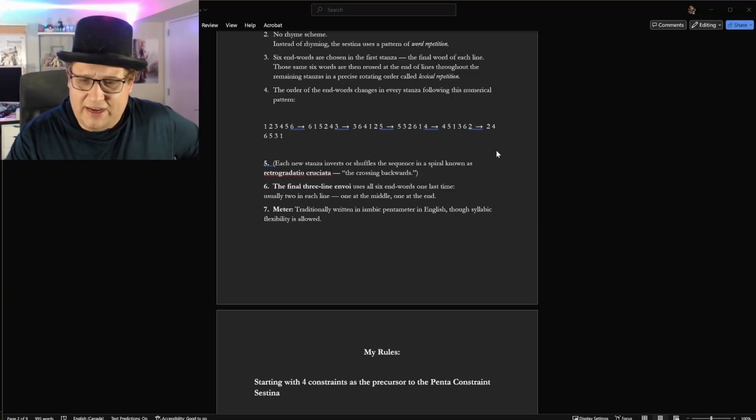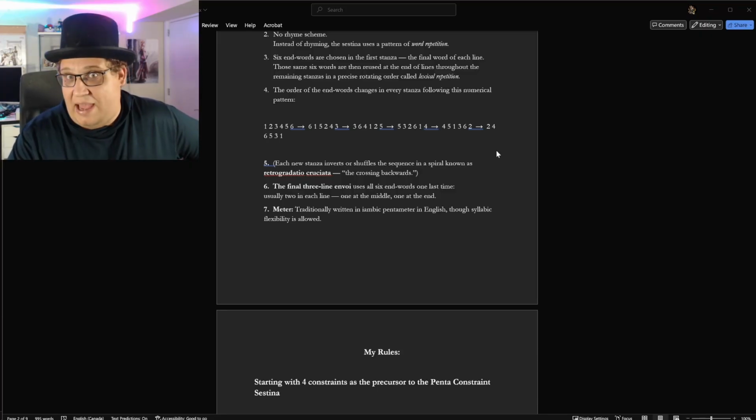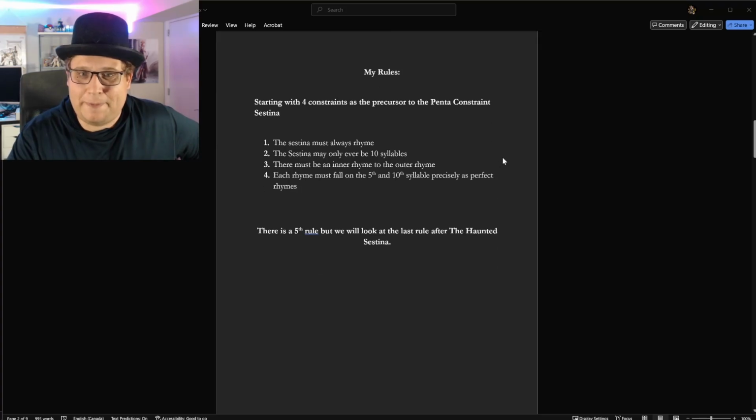The final 3-line envoi uses all 6 end-words one last time, using 2 in each line, 1 in the middle, 1 at the end. Meter, traditionally written in iambic pentameter in English, though syllabic flexibility is allowed. It doesn't have to be written in iambic pentameter in English. It can be, but doesn't have to. Here are my rules that make it far more complicated.